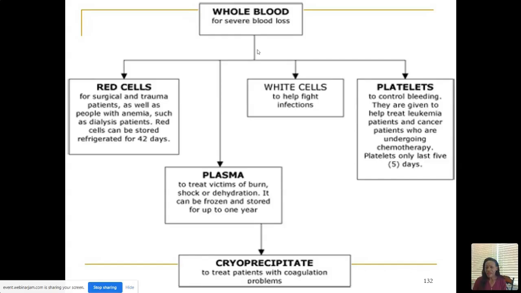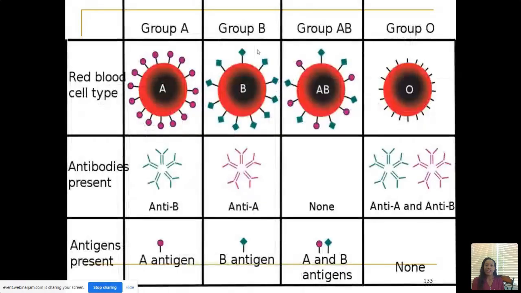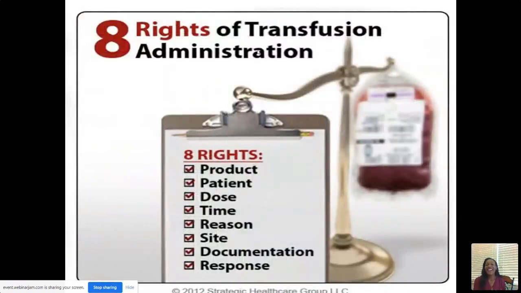Cryoprecipitate deals with coagulation. So some clients are born with certain disorders that cause bleeding because they're missing the clotting factor 2, 5, 7, or 9. Then they may need the cryoprecipitate part of the blood. Okay. So that's that. So now let's give blood.